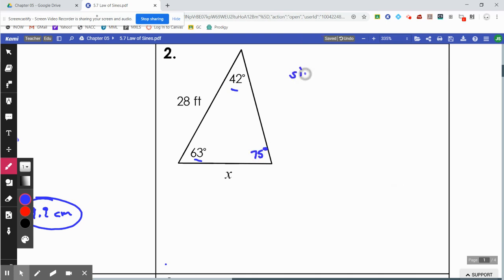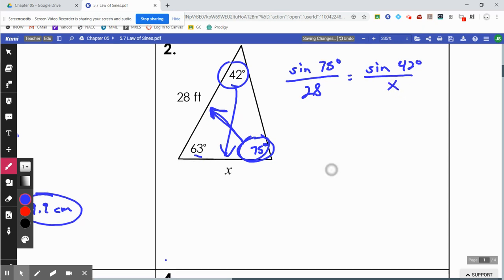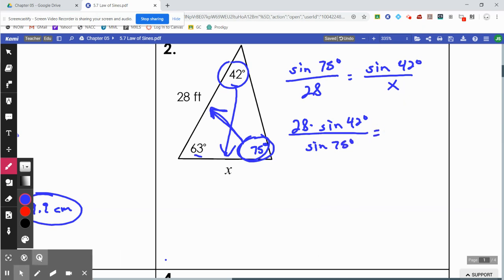Now let's set it up. The sine of 75 over the side across from it. You have to have an angle and a side across from it, or you cannot use the law of sines. So here we have it: 75 is across from 28. We can use the law of sines, and that's going to equal the sine of 42, which is across from x. So we set it up as the sine of 42 over x. And we don't even need the 63 in this one. Solve this proportion by multiplying 28 times the sine of 42, divide that by the sine of 75, and you get about 19.4 feet.